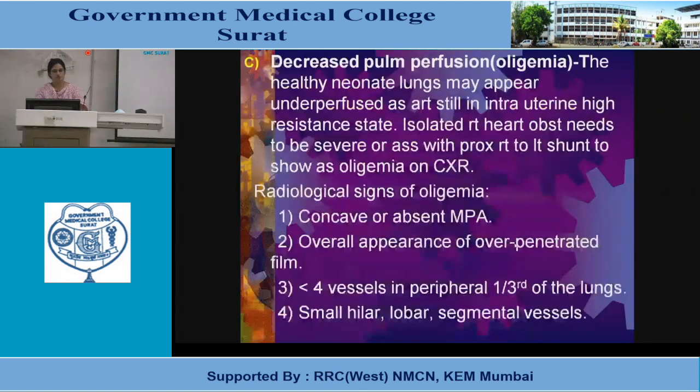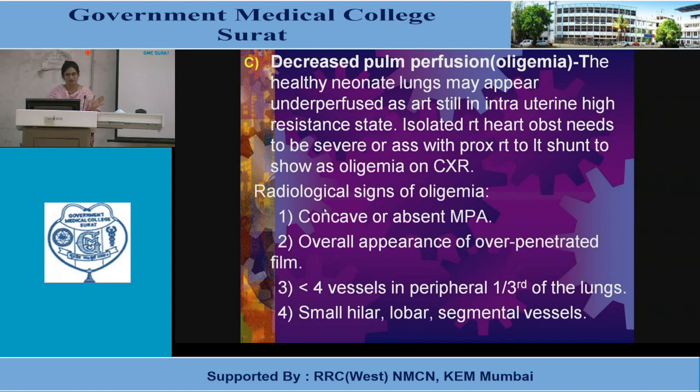Decreased pulmonary perfusion or oligemia. Normally the healthy neonate lungs may appear underperfused because they are still in an intrauterine high resistance state. Isolated right heart obstruction needs to be severe or associated with a proximal right to left shunt to show as oligemia on chest X-ray. How will you know oligemia?